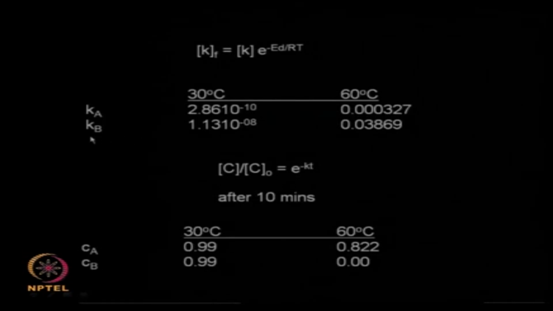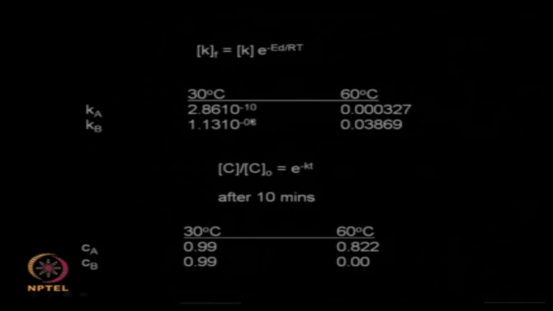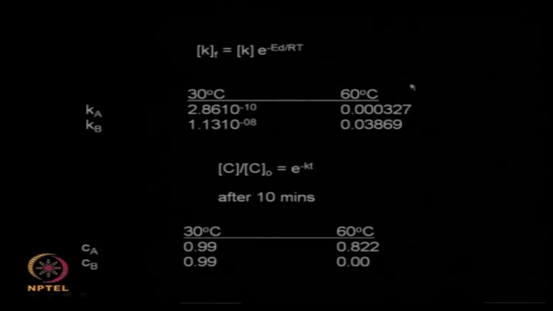Similarly, for the second lipase at 30 degrees I get the K as this, and for the second lipase at 60 degrees I get the K at this. So you can see as the temperature increases, K value also increases, you see that, okay.